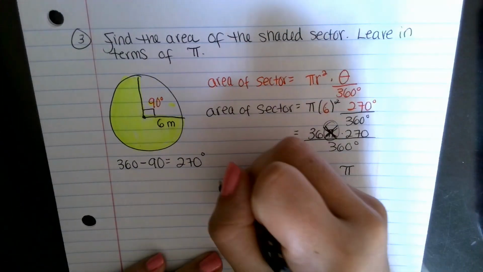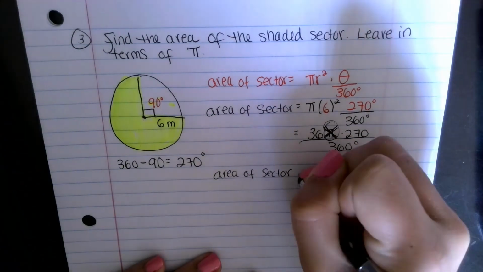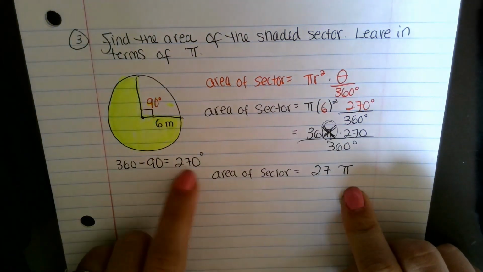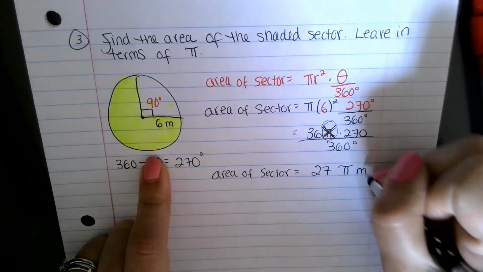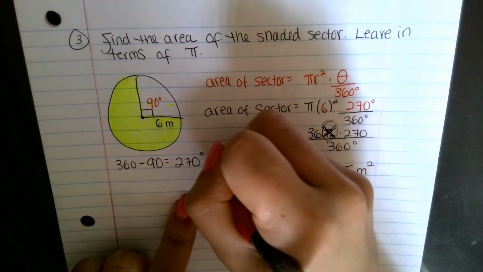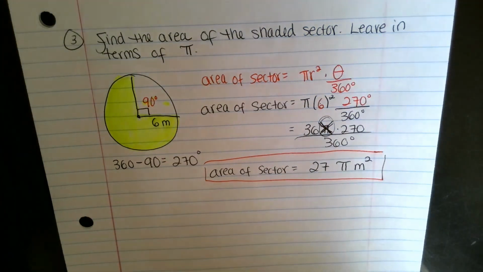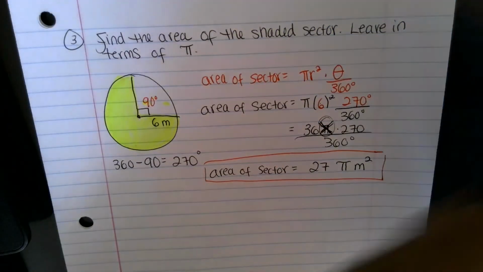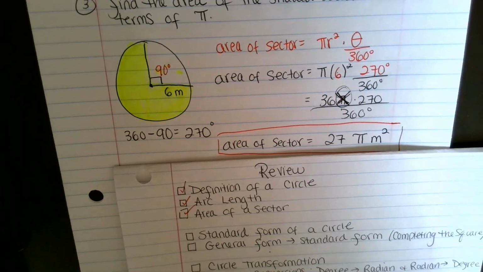So the area of the sector is 27 pi square meters. Because I'm dealing with area, it's going to be squared. So that's if they tell you just leave in terms of pi or they want an exact answer. So now we got area of sector done. So we're going to move on to the next video.